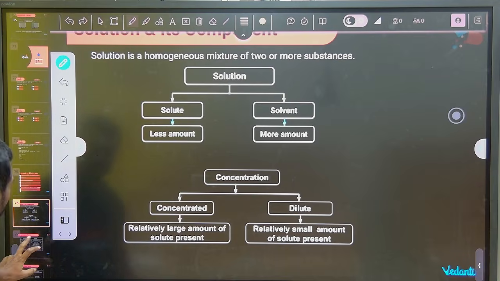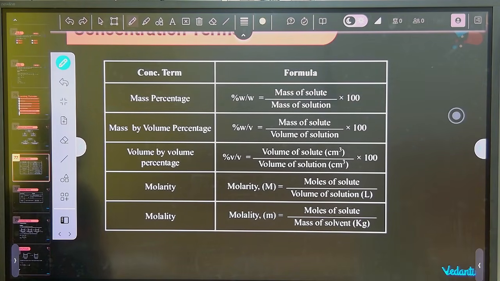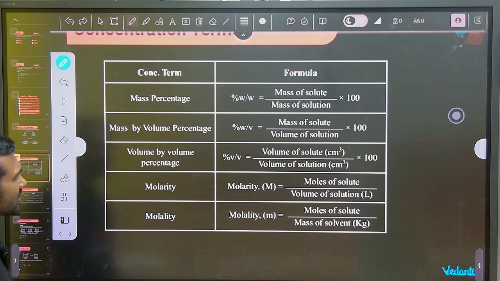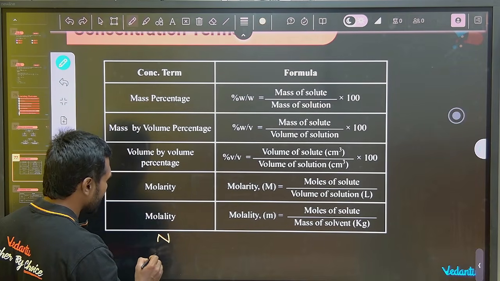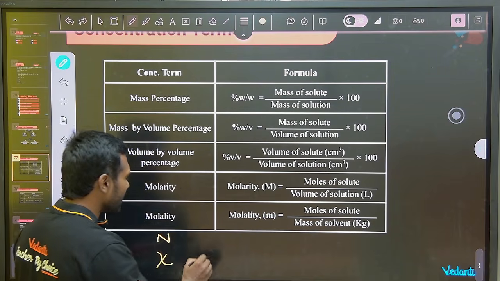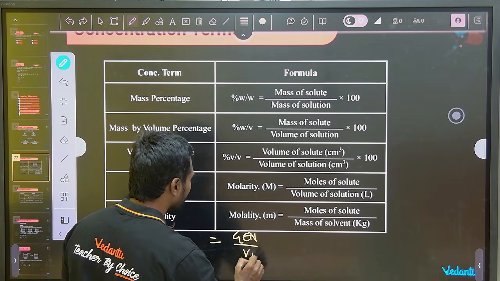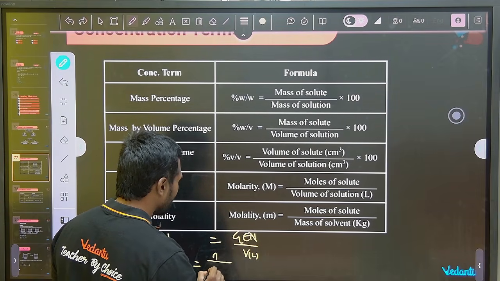Okay, you know already solute, solvent, right? Solutions, weight by weight. Now in this one, mass percentage, mass by volume percentage, volume percentage, molality, and I will say normality also, and I will use one more, mole fraction. Now in this one, normality is number of gram equivalents by volume in liter, and mole fraction is equal to number of moles of one component to the total number of moles.